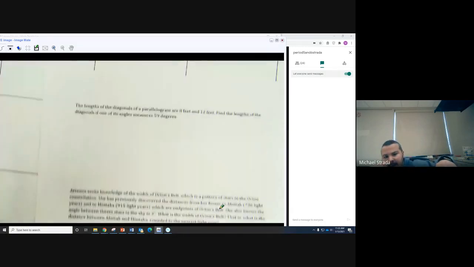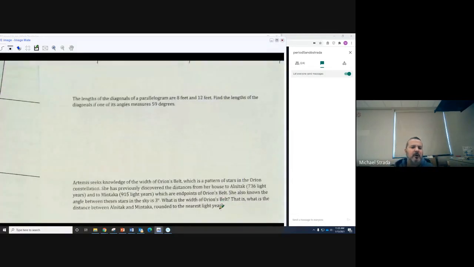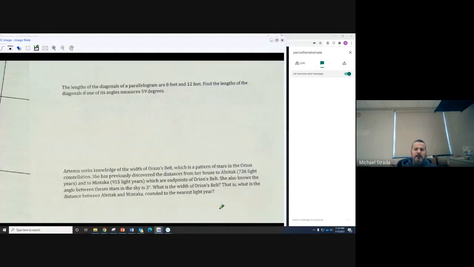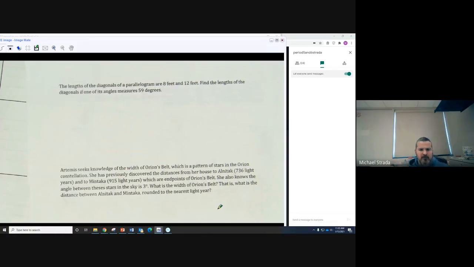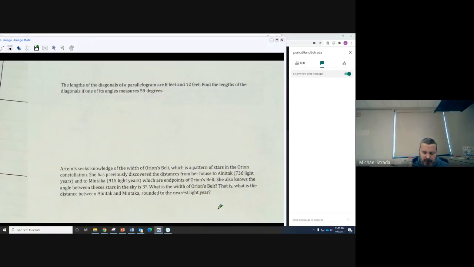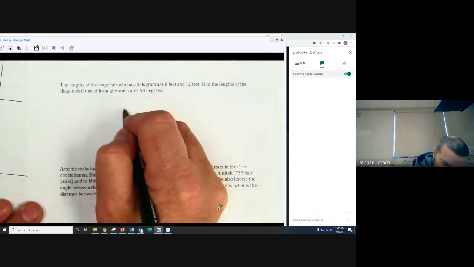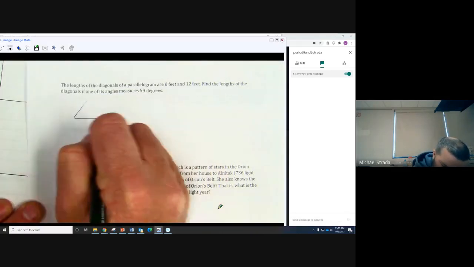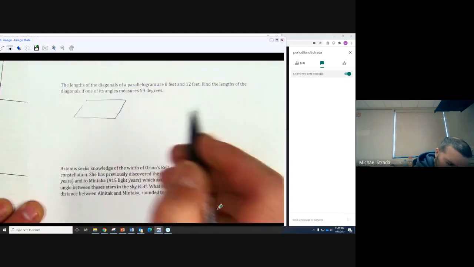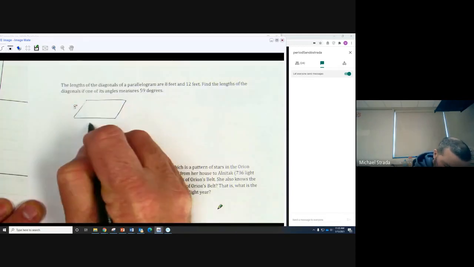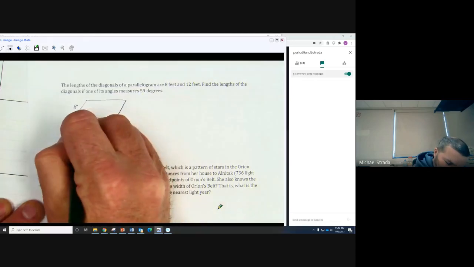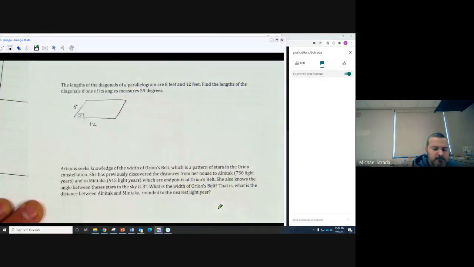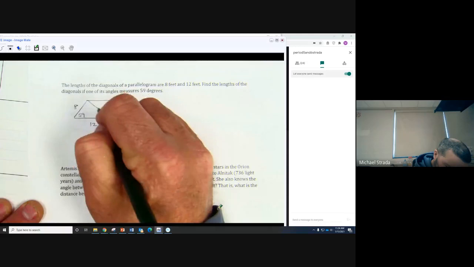All right, now the word problems dealing with law of cosines. The lengths of the diagonals of a parallelogram are 8 and 12 feet. Find the lengths of the diagonals if one of its angles measures 59 degrees. Okay, so we start with a parallelogram and we label the sides 8 and 12. 59 degrees is an acute angle, so we'll label the acute angle with a 59. And then we'll draw in one of the diagonals.